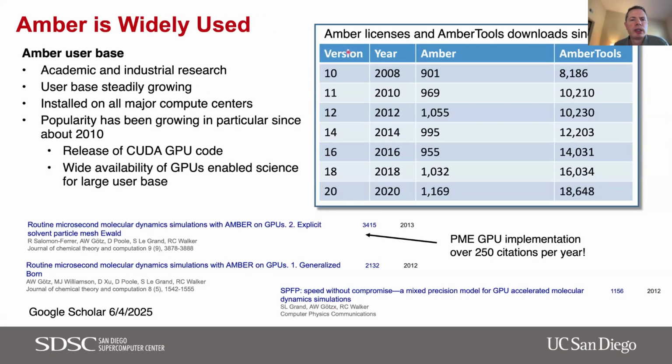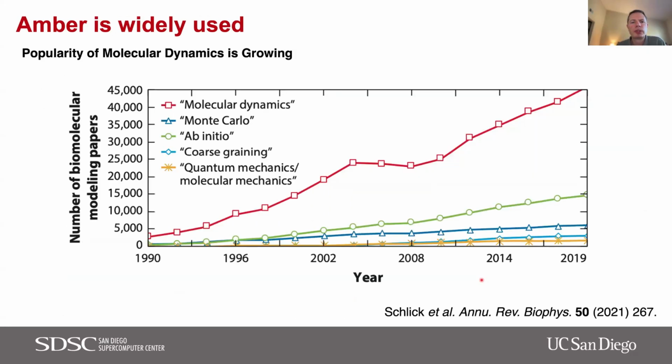It's pretty widely used. We count users through licenses, and AmberTools is the free portion that has a lot of preparation and analysis programs, and also a less high-performance but more functional molecular dynamics code. Some of the papers that I was involved in have thousands of citations and get several hundreds of citations per year. So it's nice to see that people use the software for real science.